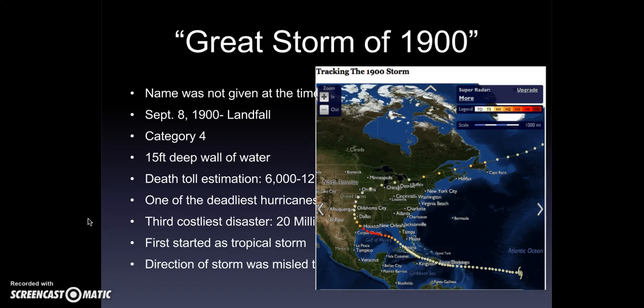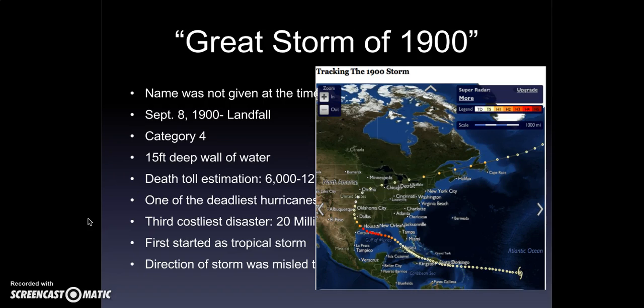There was a 15 feet deep wall of water surge that hit the island, and this was one of the deadliest hurricanes to ever hit the U.S., with the death toll estimated between 6,000 and 12,000. Not only was it one of the deadliest hurricanes, it was also the third costliest disaster in the U.S., exceeding $20 million worth of damage.